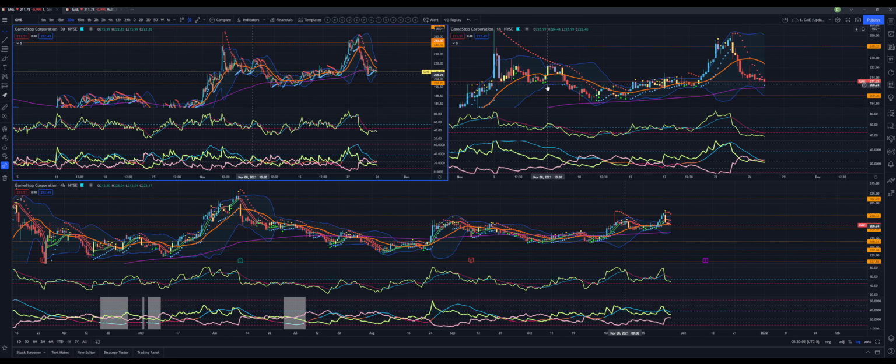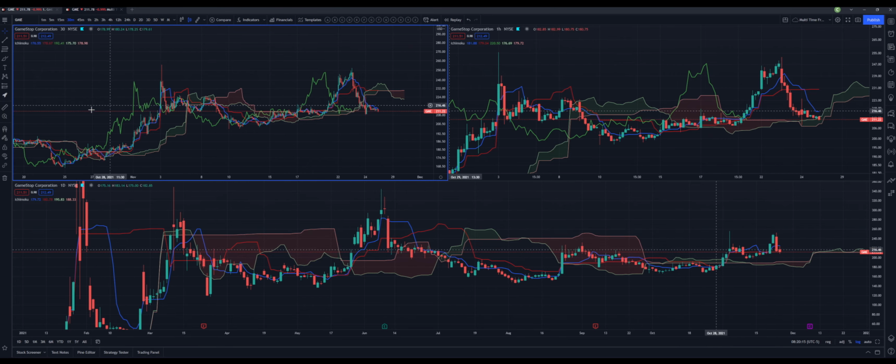So Ichimoku is just great for understanding trends at a glance, in a snapshot. I think Ichimoku Kinko Hyo means equilibrium at a glance in Japanese, and that's really what it's great for. So although it looks very, very messy, it's actually very, very simple.